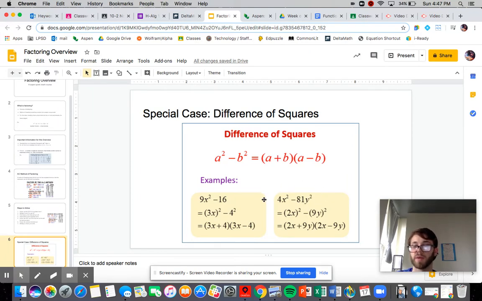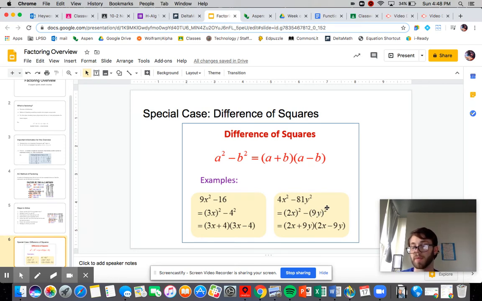I'm not going to make you do anything this complicated in the assignments this week, but to get the point across, 4x squared minus 81y squared. If you look at it and think about it for a bit, 4x squared is the same thing as 2x, the whole thing squared, right? 81y squared is the same thing as 9y squared, the whole thing squared, right?